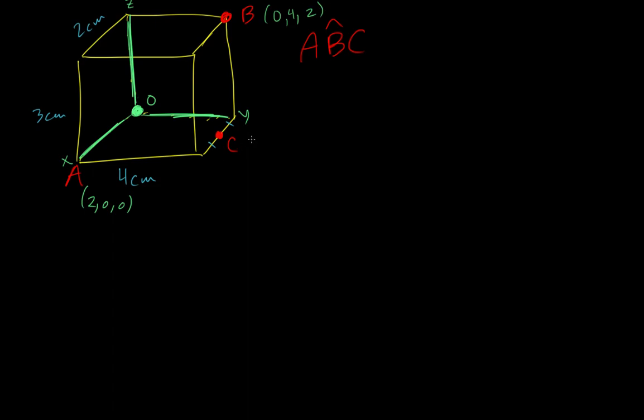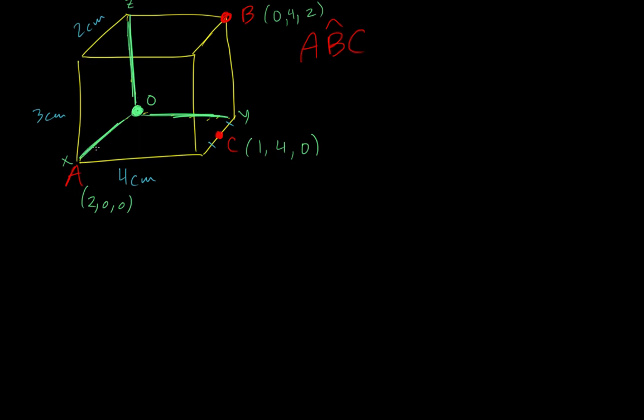And then C is going to be 1 towards X, because it's halfway. And then 4 on the Y. And 0 on Z. Okay, so we put some coordinates on there. And we're going to find A, B, C.